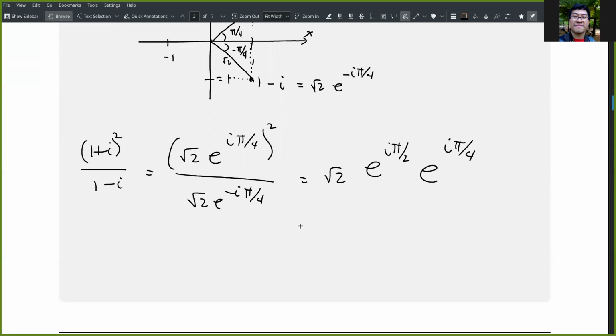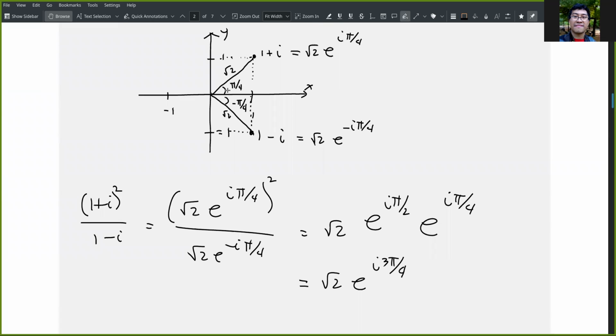So this is square root of 2 e to the i 3 pi over 4. 3 pi over 4, so if this is pi over 4, this is 2 pi over 4, 3 pi over 4 is right here. Okay, so this whole thing is 3 pi over 4.